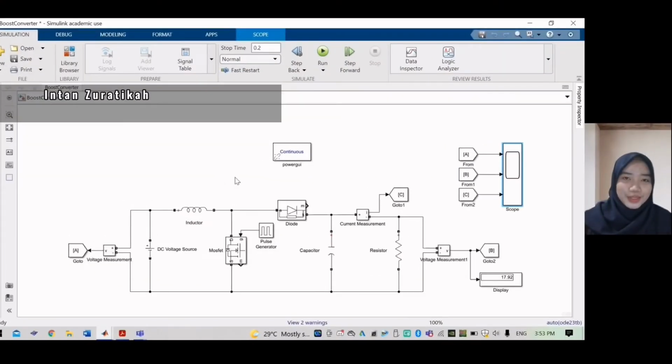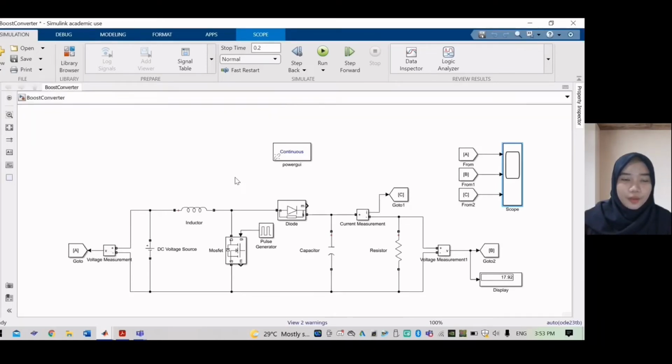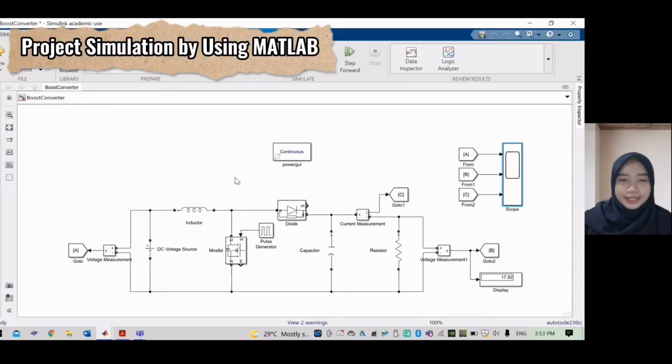Hello, my name is INTAN ZURATIKAH binti ISMAIL. I am the project leader of this group. Next, I will explain about the Simulink and coding to simulate the boost converter model.